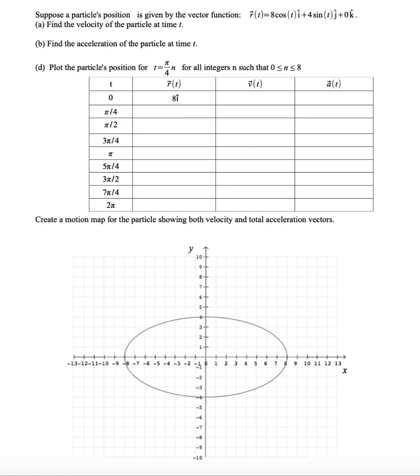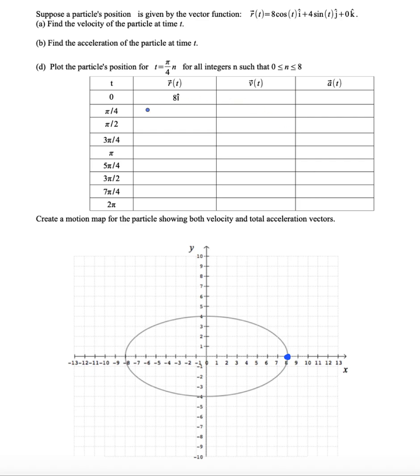First, I'm going to fill in where it's located at different times. The first one's already done for me here. It says that at time t equals 0, our particle is located at 8i. If I were to plug in pi over 4 here, I would get 5.7i plus about 2.8j. Okay, so that's going to take me to right about here.